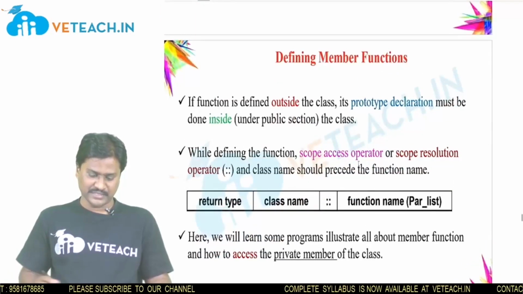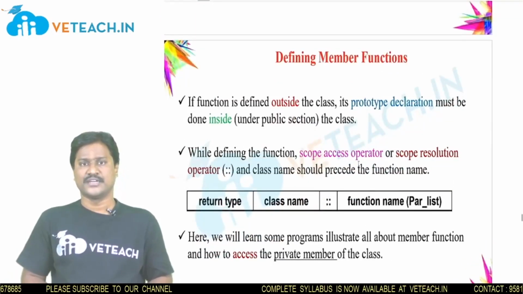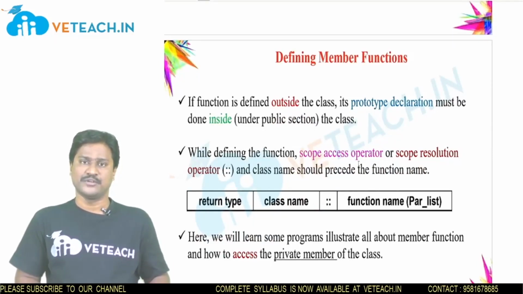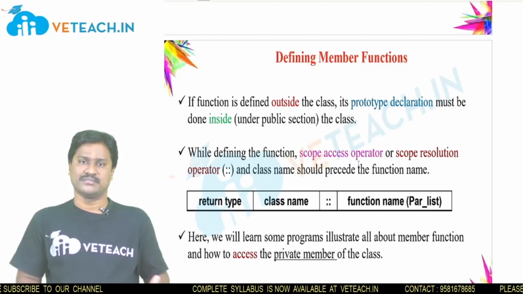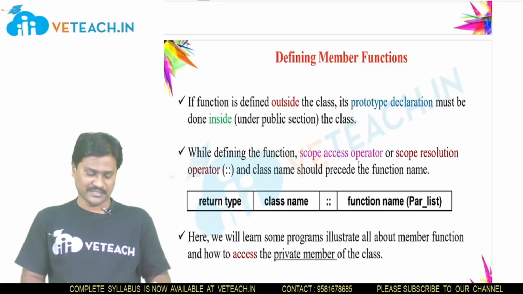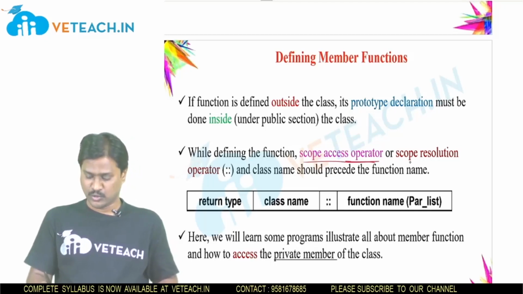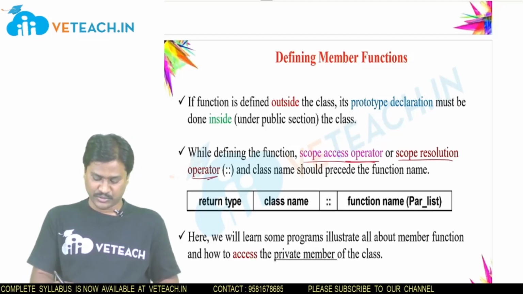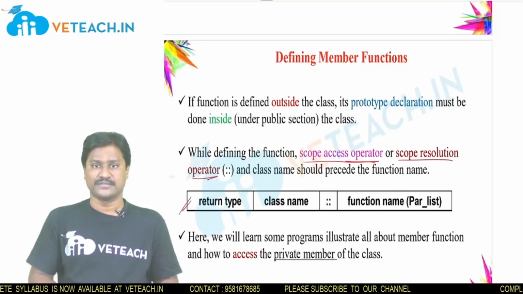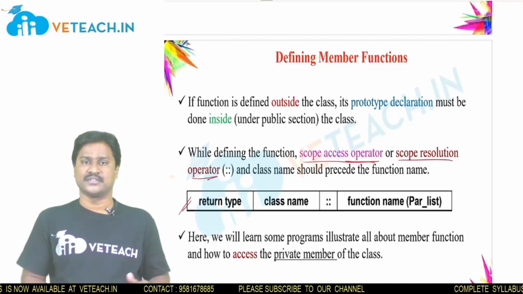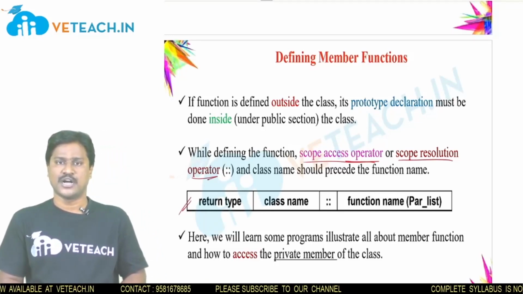When we are defining a function inside the class, there is no need to take care of any special syntax. But when we are defining a member function outside of the class, then we should use the scope access operator or scope resolution operator to define it. This is the syntax to define the function prototype inside the class and the member function definition outside of the class.